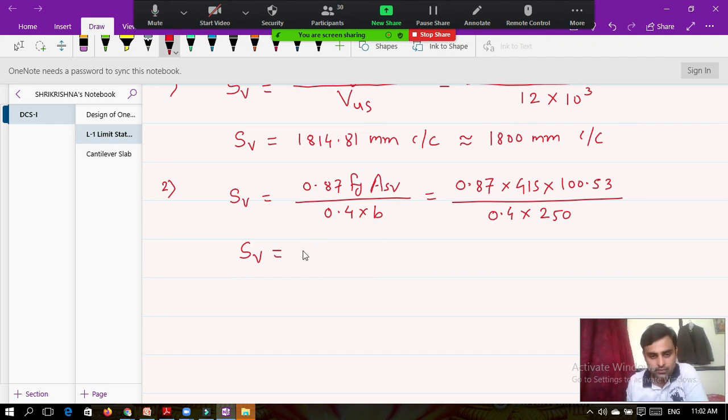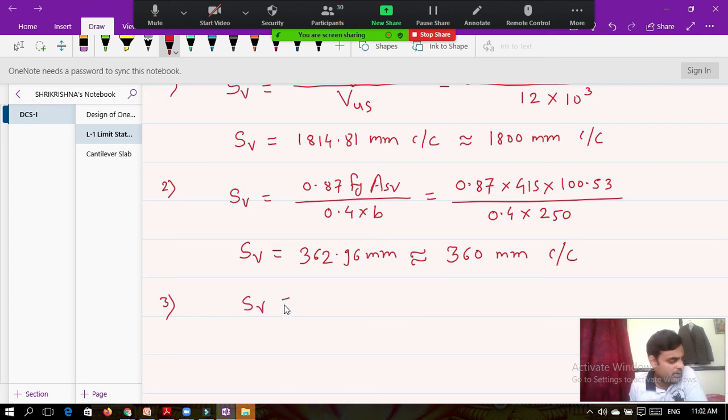362.96 mm. Okay, so we will round this off to 360 mm center to center. And the last criterion is that in no case should the spacing be taken as more than 300 mm center to center.